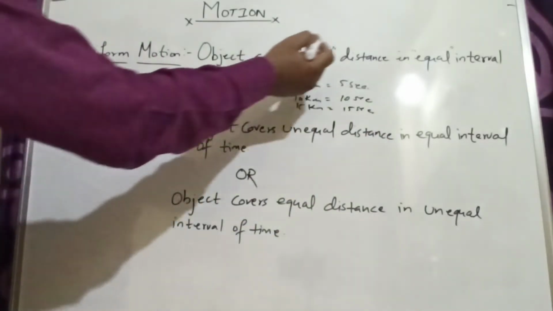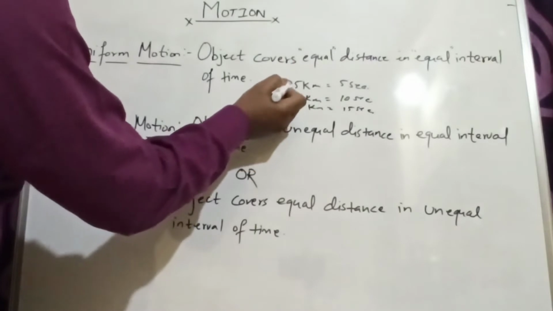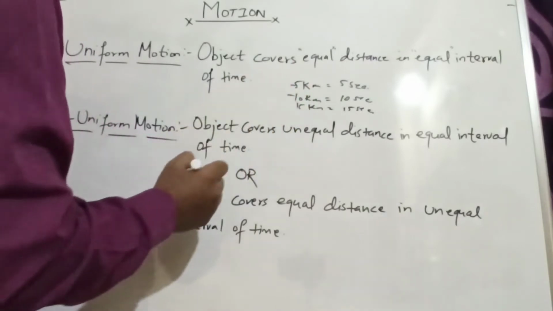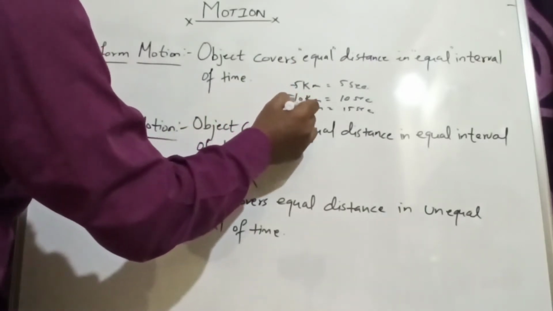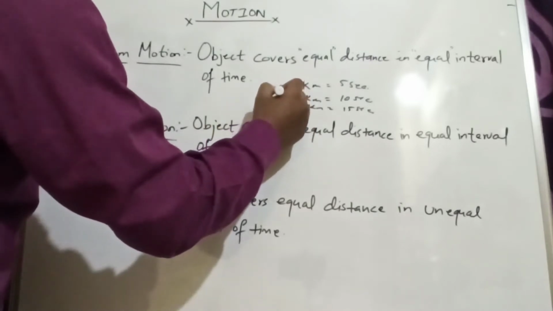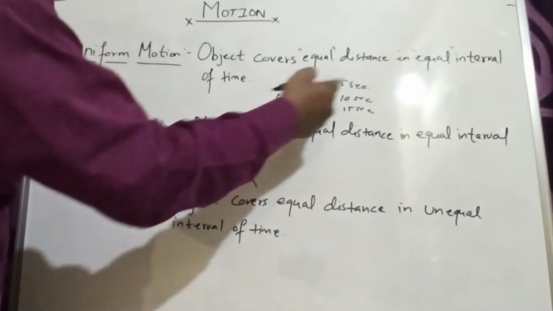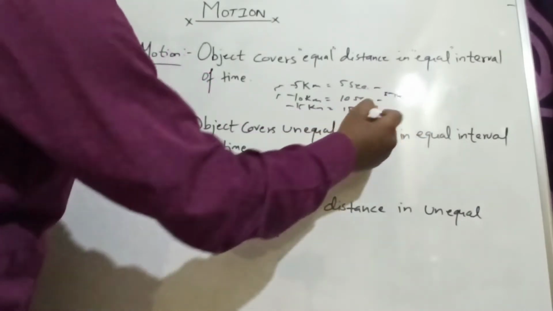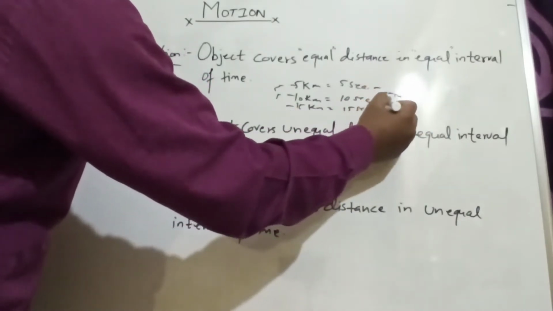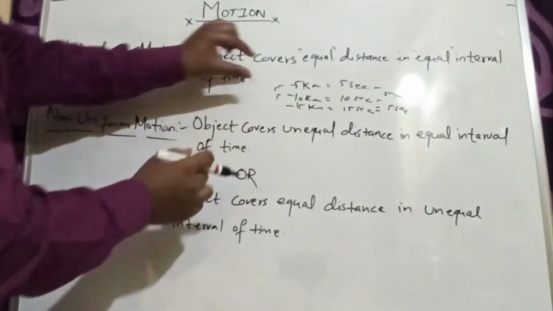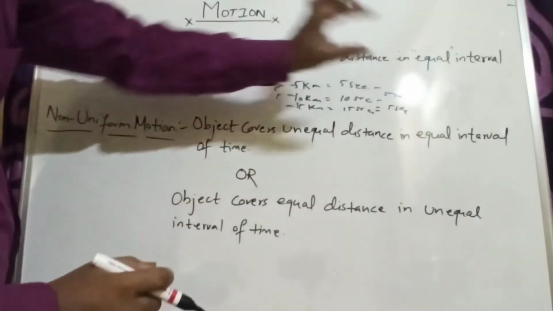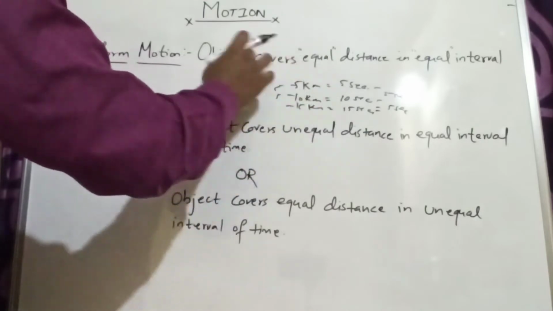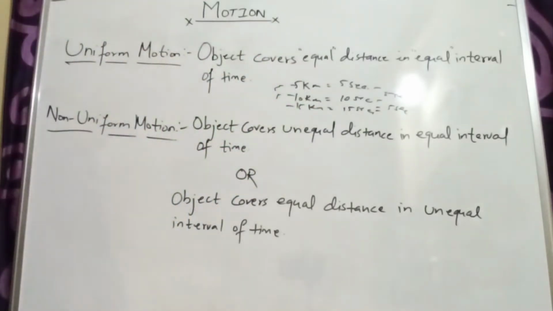Here, the difference in the distance is 5 km, and again from 10 to 15 it is 5 km, so equal distances. And what is the time? 5 seconds to 10 seconds, it is again a 5 second gap. 10 seconds to 15 seconds, it is again a 5 second gap. So equal distances are traveled in equal intervals of time. So this kind of motion is uniform motion.